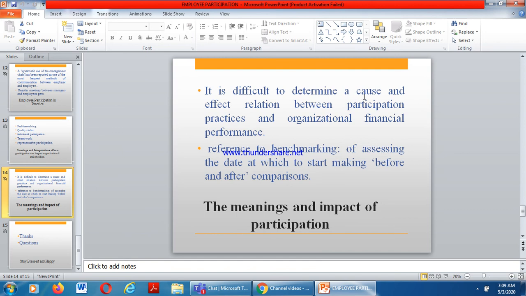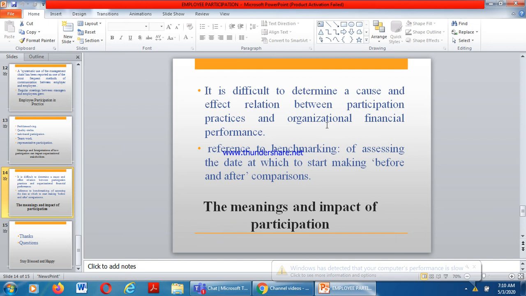It is difficult to determine a cause and effect relation between participation practice and organizational financial performance. This refers to benchmarking, assessing the data to start the participation process within the organization, before and after: what changes it brought to the organization before the program was implemented and after it was implemented.